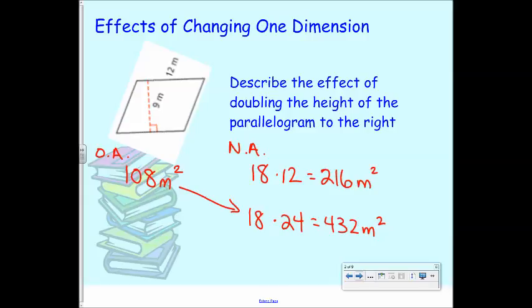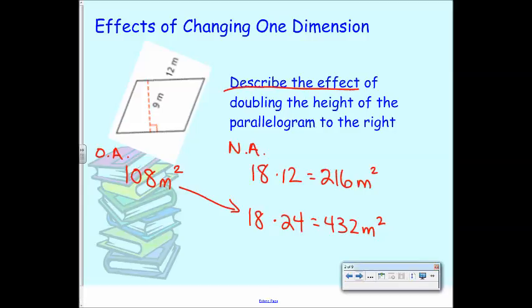Yep, so it doubles if you increase one of the dimensions, and if you increase both of them, it quadrupled. So when you're doing these problems, the question says describe the effect. The answer we're looking for would be the area doubled or the area quadrupled. If you don't want to use those words, you can just say the area was multiplied by 2, or the area was multiplied by 4. But you're not just looking for the new area, you're looking for the description of the effect.